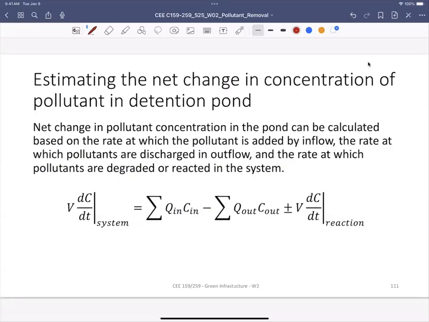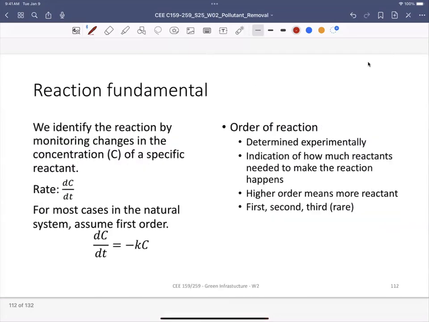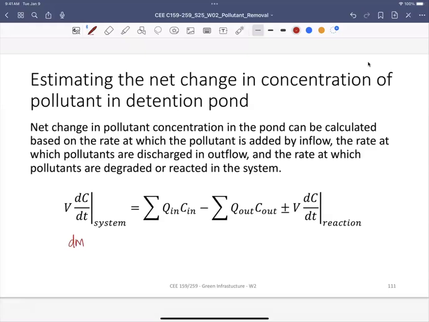So here you use the mass balance concept to determine how much pollutant concentration is being accumulated in the system in a green infrastructure, for instance a detention pond, as a function of pollutants being removed or discharged, and the reaction that happens inside. Based on the equations that we learned, dM/dt, the pollutant accumulated in the system, is going to be d/dt.